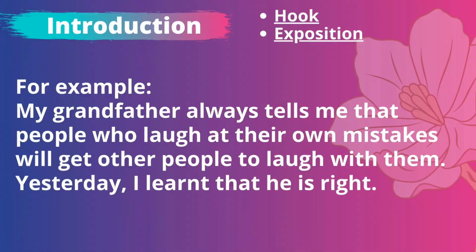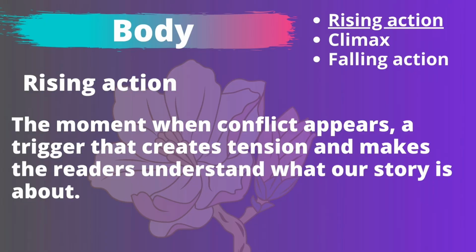Now we look at the body of a narrative essay. Okay, we have rising action, climax, and falling action in the body. So the rising action is the moment when conflict appears, a trigger that creates tension and makes the readers understand what our story is about.